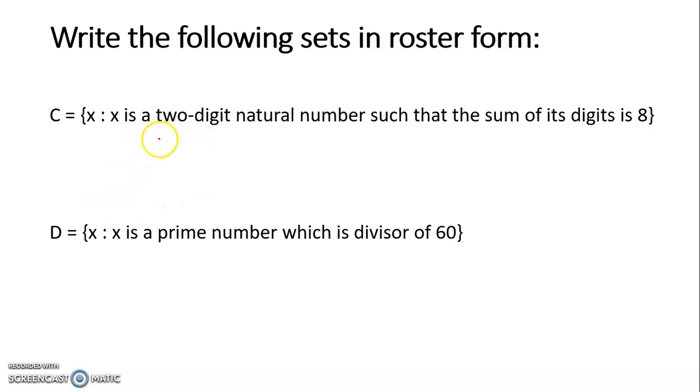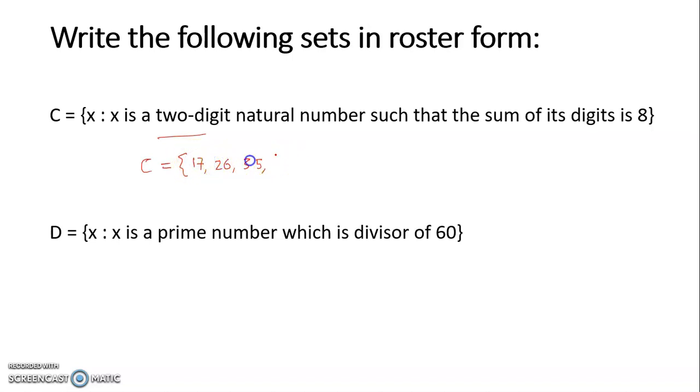X such that x is a two-digit natural number such that the sum of its digits is 8. So it's a two-digit natural number, and the sum is supposed to be 8. So how are you going to write this particular set? If I start with the first natural number 1, then 1 plus 7 is 8, then 2 plus 6 is 8, then 3 plus 5 is 8. I'm increasing the first natural number.